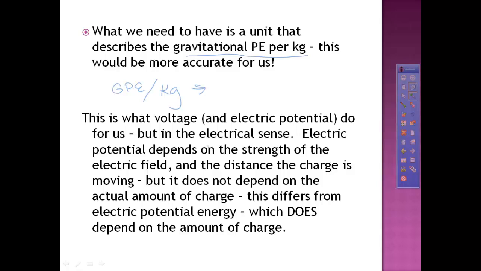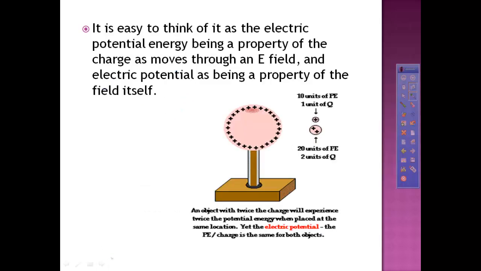This is what voltage and electric potential do for us, but in the electrical sense. Electric potential depends on the strength of the electric field and the distance the charge is moving, but it does not depend on the actual amount of charge itself. This differs from the electric potential energy, which does depend on the amount of charge. So it's a little bit easier to think of the electric potential energy as being a property of the charge, and the electric potential as being a property of the field.